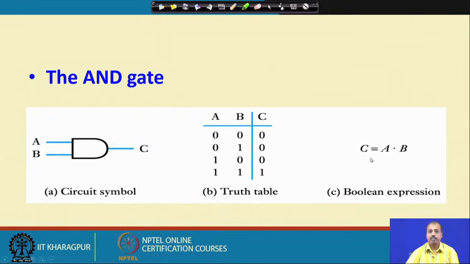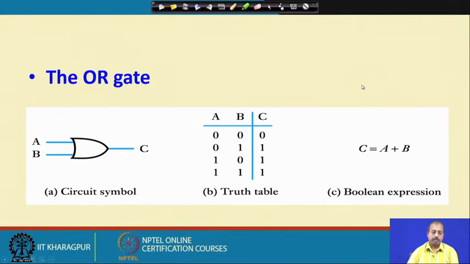In different situations we will use different notations. When representing the circuit, we draw this type of gate, this type of circuit symbol. When we are interested in the functionality, we can write it in the form of a truth table, which gives the detailed functionality. Sometimes we need a compact notation, so there we write it in terms of a Boolean expression. Depending upon our requirement, we will do that.